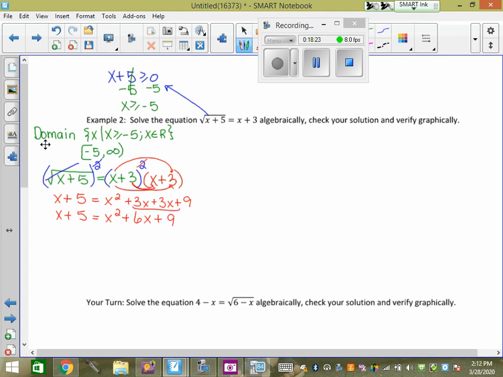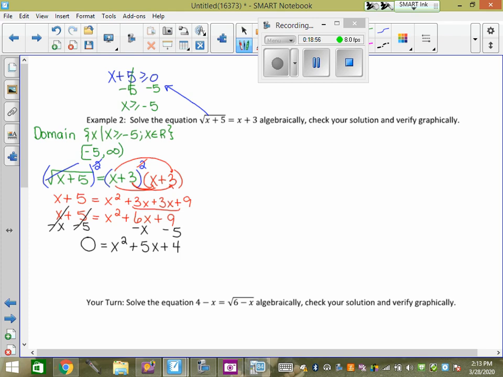Now, if it's linear, you isolate the variable, get it by itself, and you're done. If it's a quadratic, and this was drilled into your heads in grade 11 over and over, whenever you have a quadratic or an x squared, you have to move everything to one side, set equal to 0. So I'm going to subtract the x over. I'm going to subtract the 5 over. And now I have 0 equals x squared plus 5x plus 4. And then I can try and factor it.